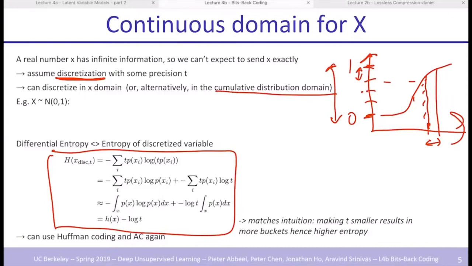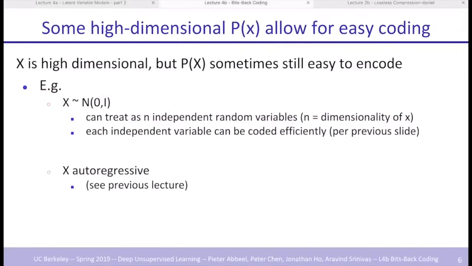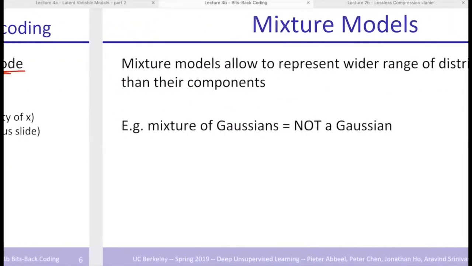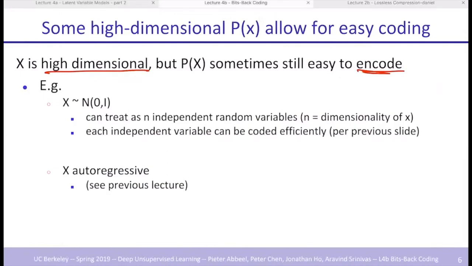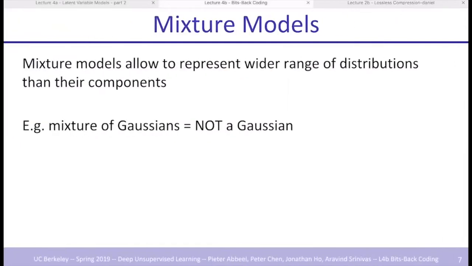Okay. But what happens if it's not only continuous but it's in many, many dimensions? So what can we do? He brings up this idea that if we can encode this high dimensional thing with something else, then we can use that to send over the information. So I think what he's mentioning, as the example that he gives, is to use multiple Gaussians to encode the first case.